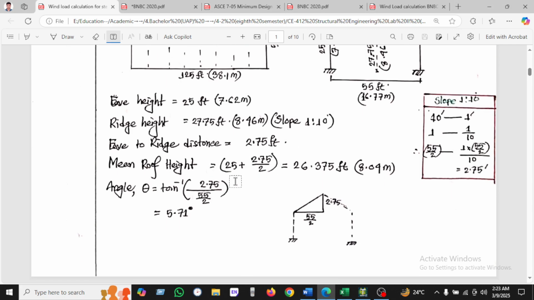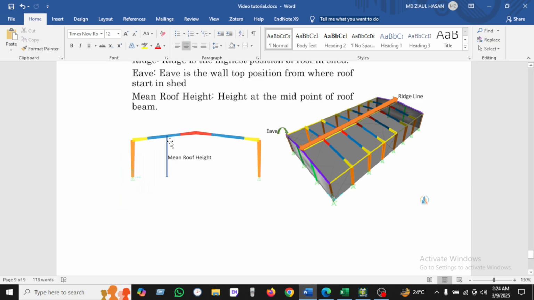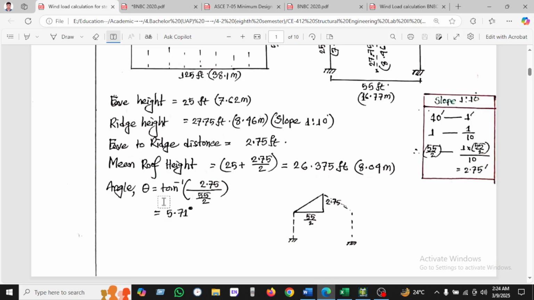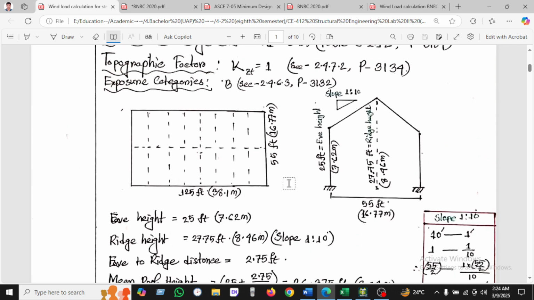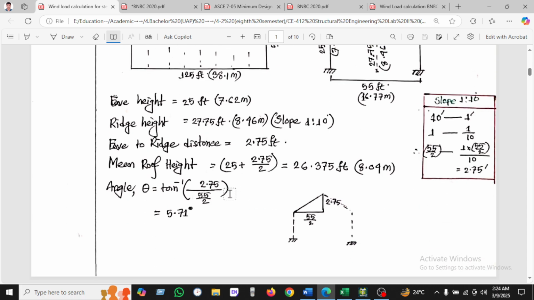Okay, so for the main height, the eave height is 25, and the eave to ridge height is 2.5 divided by 2. Then we get the main height. This is the main height. And how do we get theta? Height over length. As we know, the height 2.75 is found, and the length is 55 divided by 2. All the 55 distance is given here, and the angle will be 5.771.